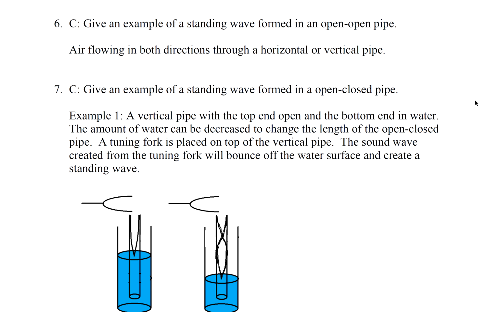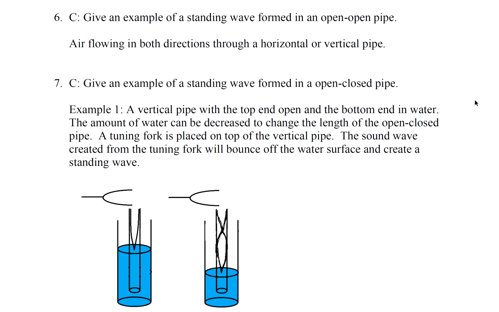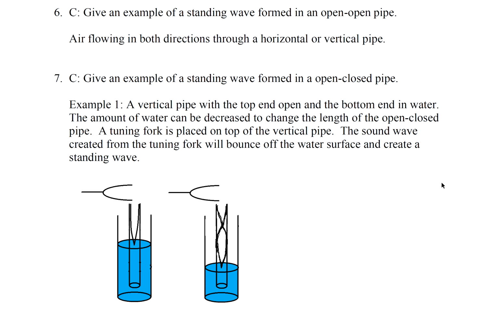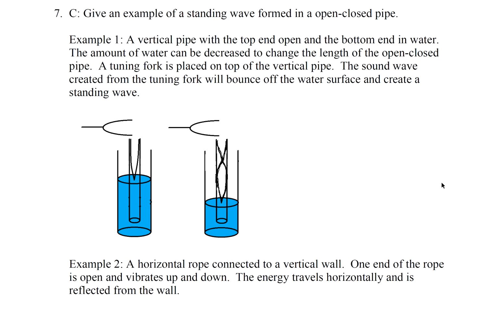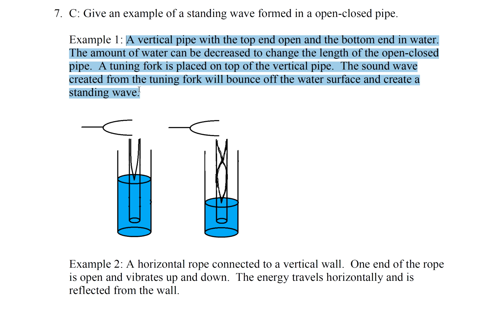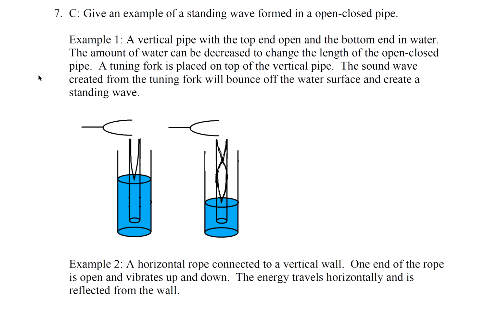Question 6. Give an example of a standing wave formed in an open pipe. That's air flowing in both directions through a horizontal or vertical pipe. Question 7. Give an example of a standing wave formed in an open-closed pipe. So here's an example. A vertical pipe with the top end open and the bottom end in water.